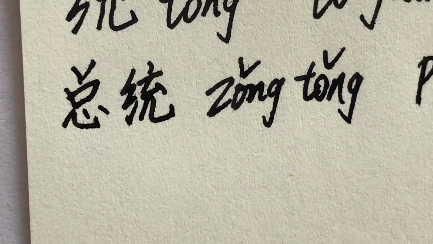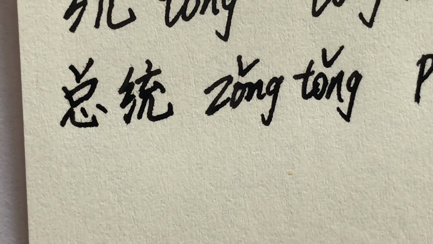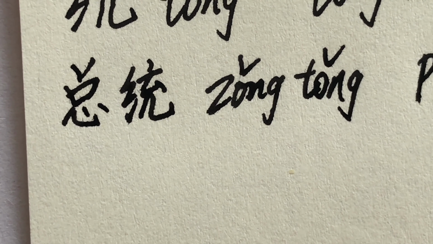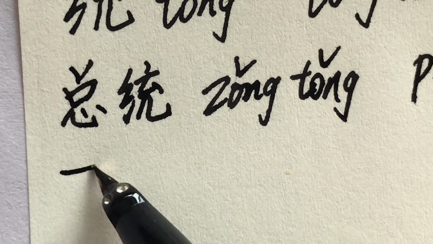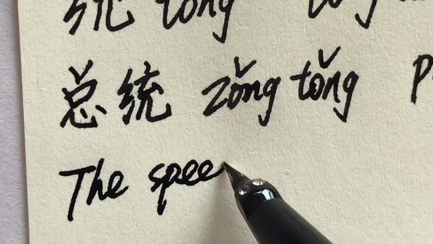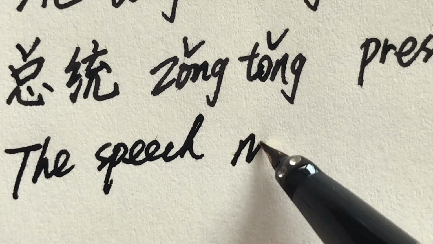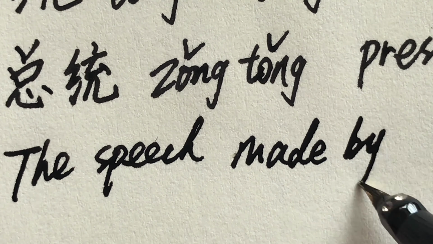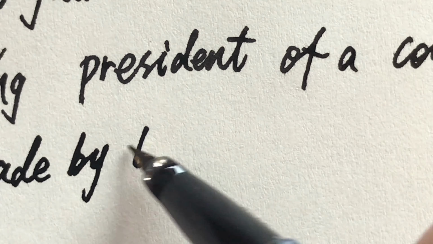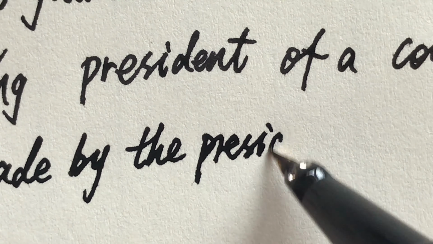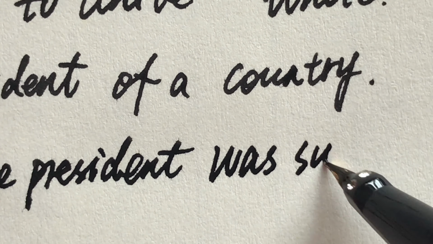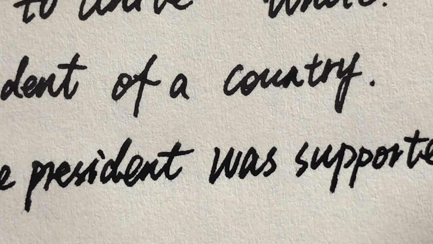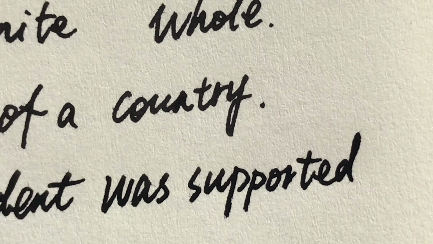Now check this sentence. The speech made by the president was supported widely by the public. 总统的演说获得广大民众的拥护。The speech made by the president, made by the president, was supported, widely by the public.